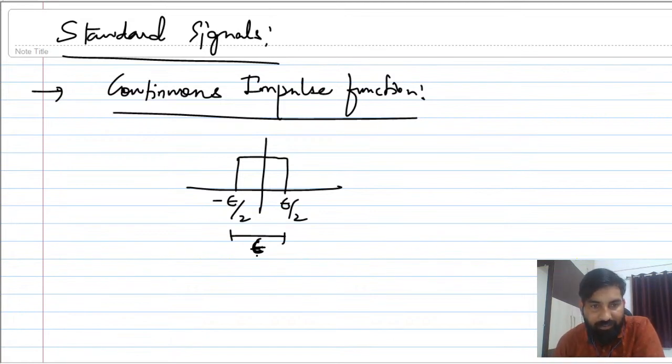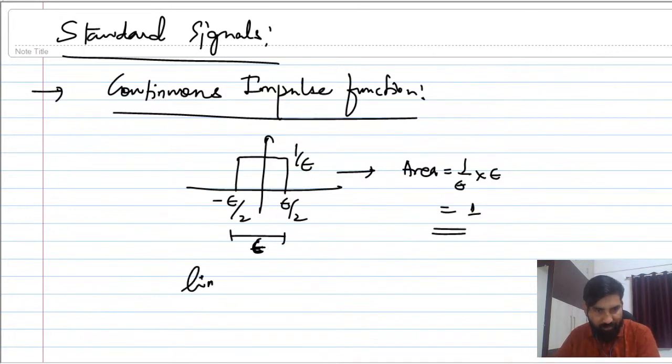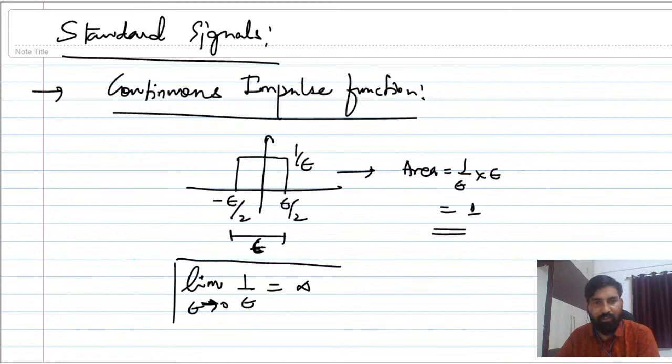If the width is epsilon, we have to make sure that this pulse has an area of 1, right? If the height is 1 by epsilon, try to find the area. The area is going to be 1 upon epsilon into epsilon, so this gives 1 unit area. So how to get the impulse then? You have to apply the limit, epsilon tending to 0. As epsilon tends to 0, 1 by epsilon will give you infinity, right? This is how you can get the impulse.